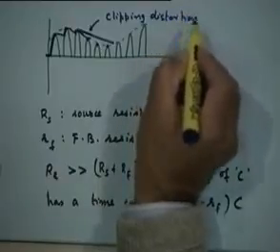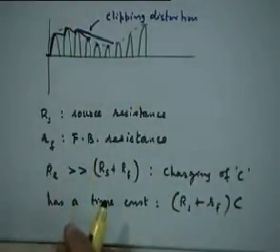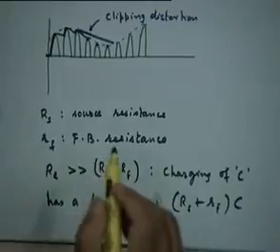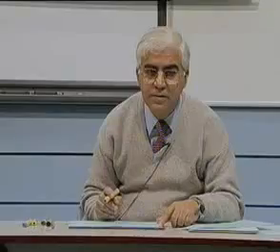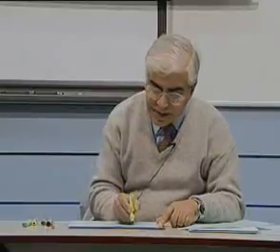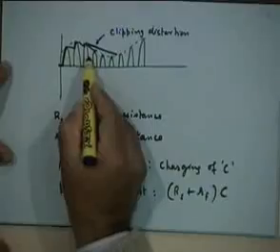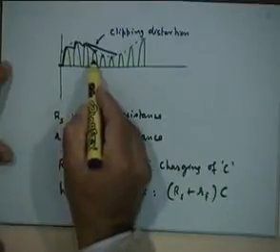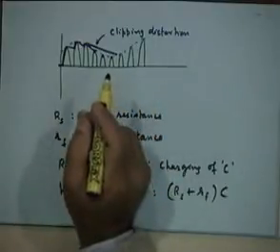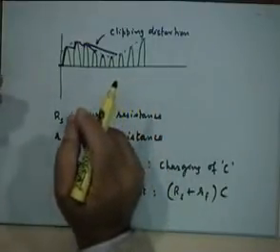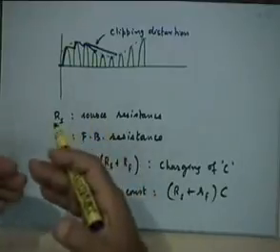Right? And which we should avoid if we want to get a faithful reproduction of the envelope. So what condition should be satisfied for that? While this time constant should be much larger than 1 by FC, that is perfectly fine, but it should be much smaller than the highest rate at which the message signal itself can vary.